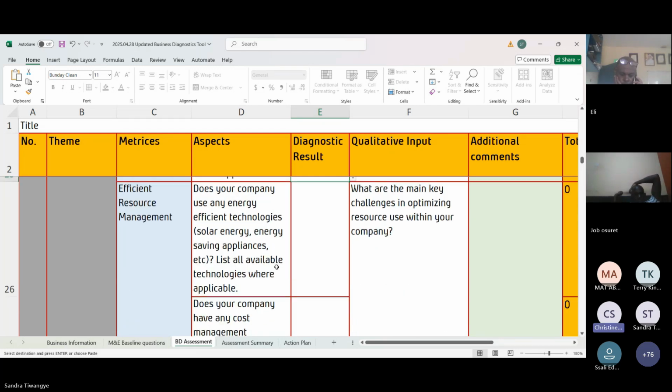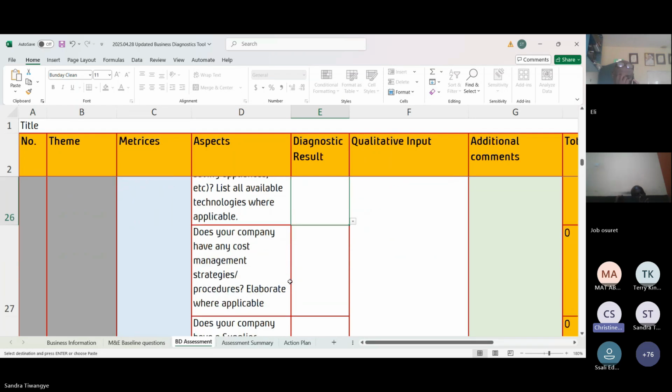And then we move on to efficient resource management. What we want to know here is whether your company has any energy efficient technologies like solar appliances, energy saving equipment, anything of that sort. If you're able to identify anything smoothly, please do click yes. If no, please click no.